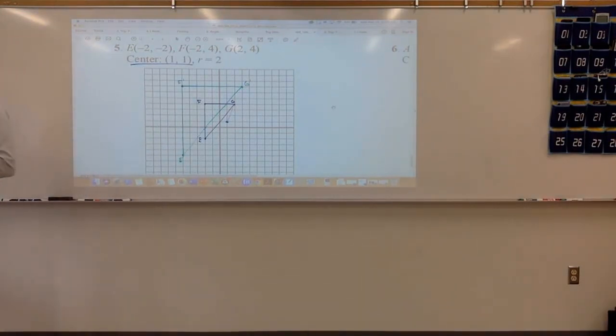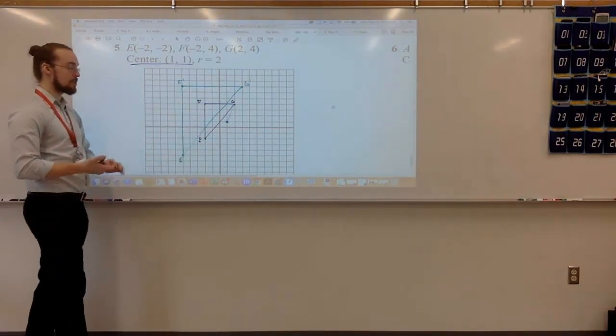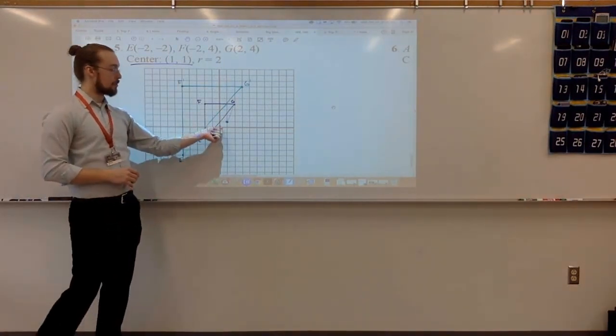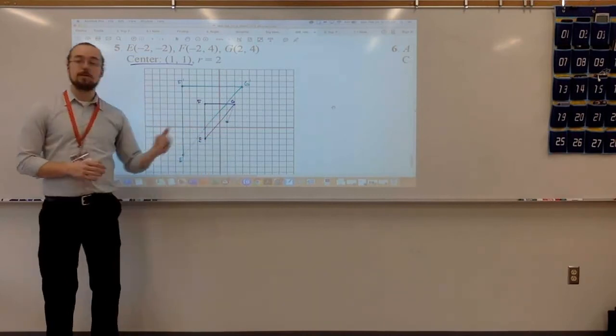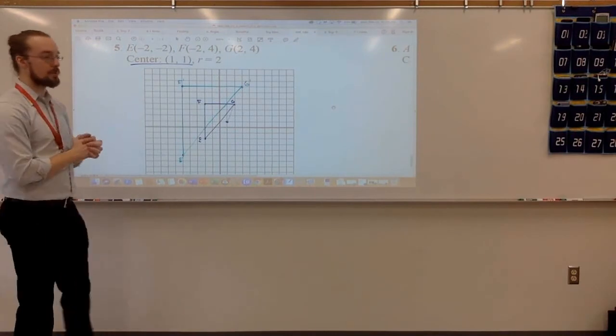Centered at 1, 1 with a scale factor of 2. Okay, so my new figure, the sides are all still exactly twice the length of my old figure. It's just instead of my center at 0, 0, I made my center 1, 1. Questions? All right, then you guys try number 6 here.